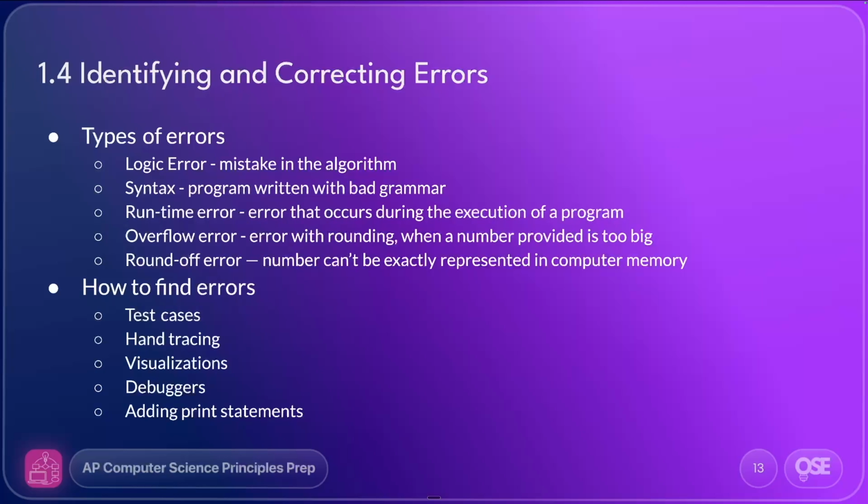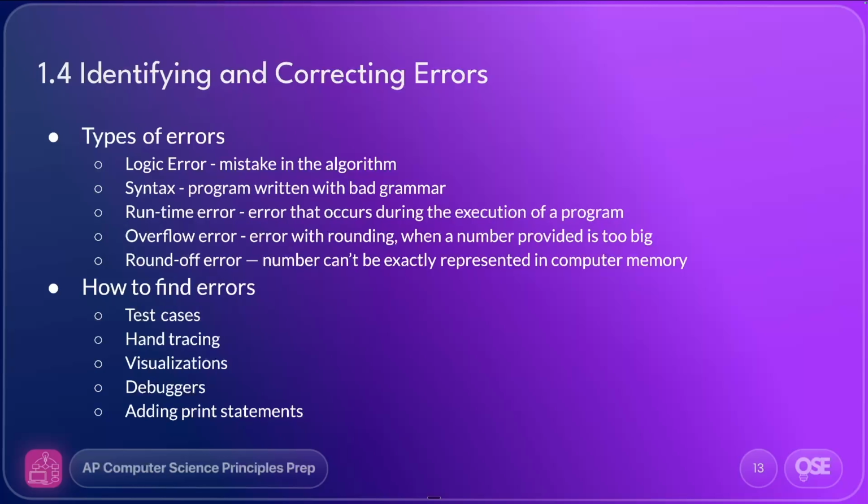Now let's talk about errors. There are several types you have to know. Logic error is a mistake in the algorithm. A syntax error is a program written with bad grammar. So for instance, you write parent instead of print. A runtime error is an error that occurs during execution of a program.